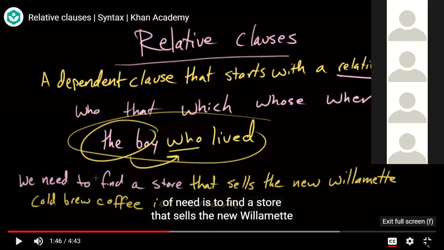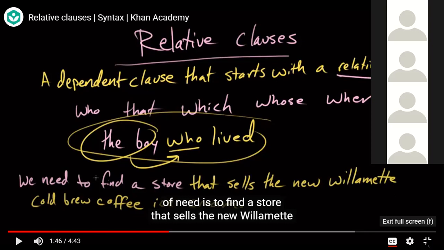So Arabic is a language just like English, okay? All languages have these kinds of rules. If I want to describe the store that I want to buy a special kind of coffee, chocolates, or foods from, I'm going to describe it using a relative clause. The relative clause here is what? "That sells the new cold brew coffee" and so on. So "that sells" is the relative clause.